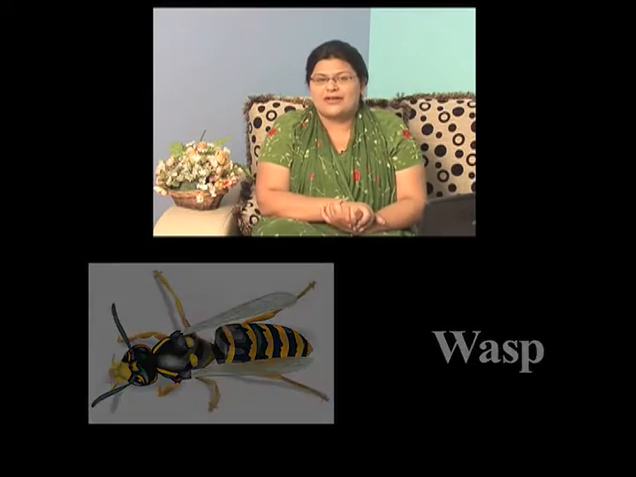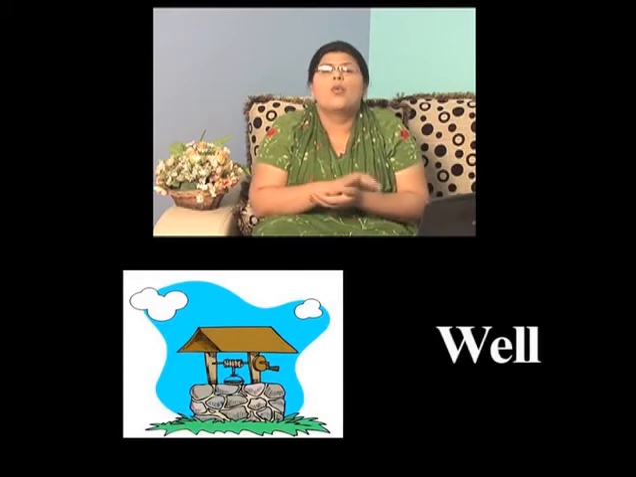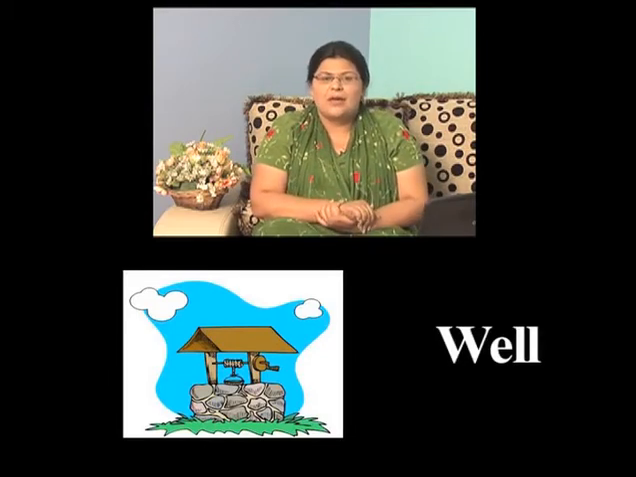Next picture. We see a lady in black on a broom. And we would call this a chudail. But in English, it's called witch. Witch. Next picture. We know what that is. It is a covered kuan or well. Well.